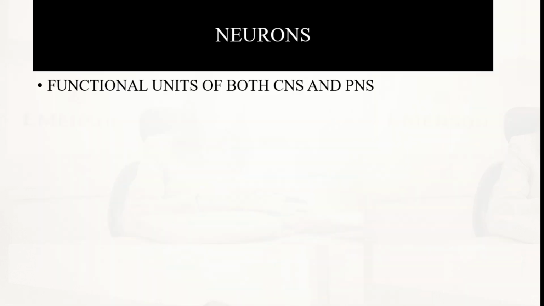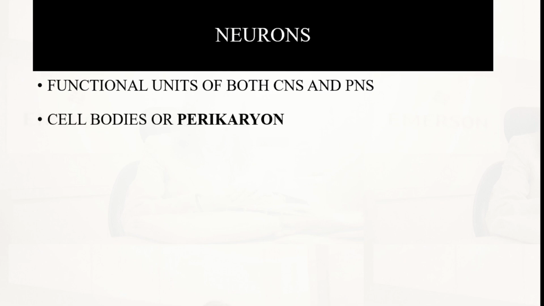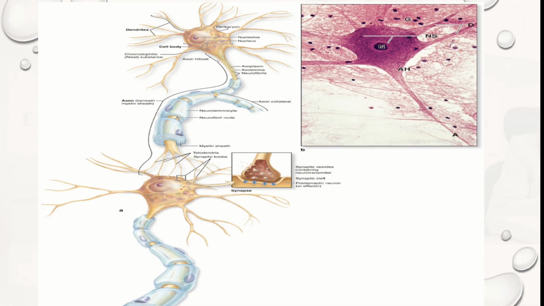So the neurons are the functional units of both the CNS and the PNS. They have cell bodies or perikaryon, they also have dendrites, they have synapses, and they have the axon. This is what we are just talking about.